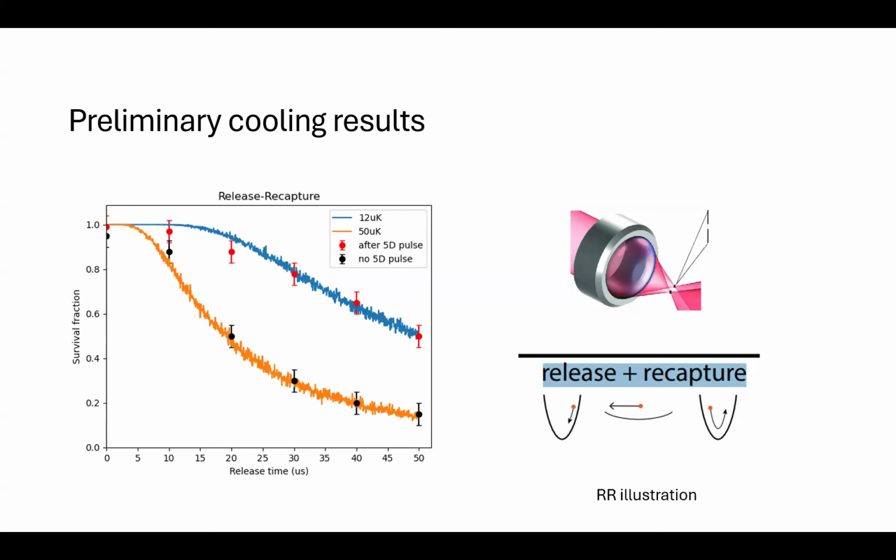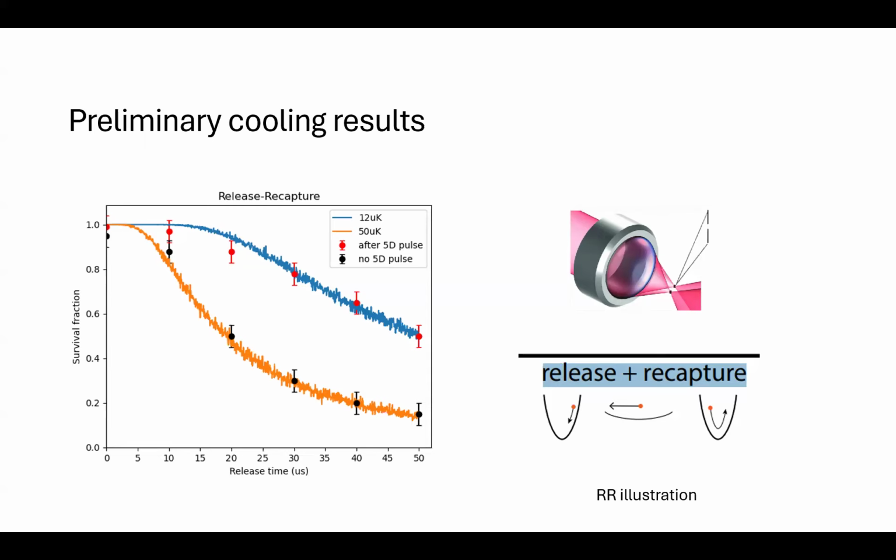And what is the probability that we don't lose the atom? That probability curve is actually what gives us the temperature. Then we can fit this temperature and also get the average motional state where we are in the tweezer, because that is the number that is important to us, and not necessarily the temperature.